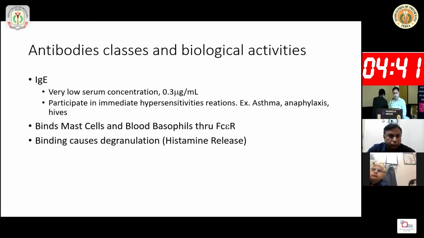Now, the next class of antibody is IgE, which is very low in serum and participates in immediate hypersensitivity reactions like asthma, anaphylactic shock, etc. It mainly binds mast cells and blood basophils through the FC epsilon receptor. Binding causes degranulation of the mast cell, and ultimately that gives rise to histamine release.